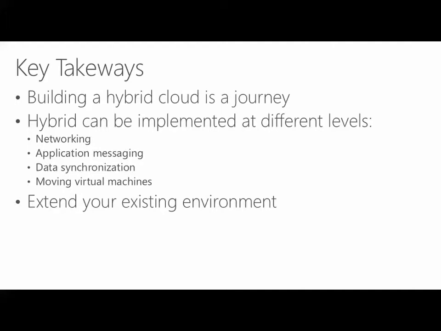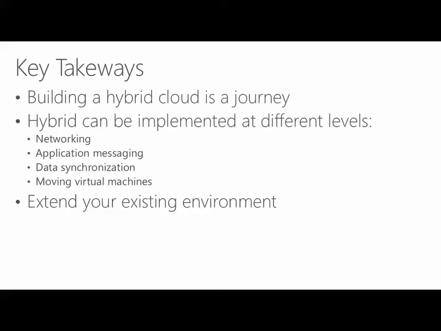In a nutshell, we've seen how the journey is to build hybrid cloud. It can be at different levels, and it depends on where you want to be and how you want to move on. Networking is definitely the low-hanging fruit. It's easy to implement and keep the existing environment in place. Application messaging brings a new approach. It does not require the full networking VPN in place, but it requires the application to be adjusted. Data synchronization would require the application to be reconfigured to connect through that, but it actually is SQL or SQL Azure.